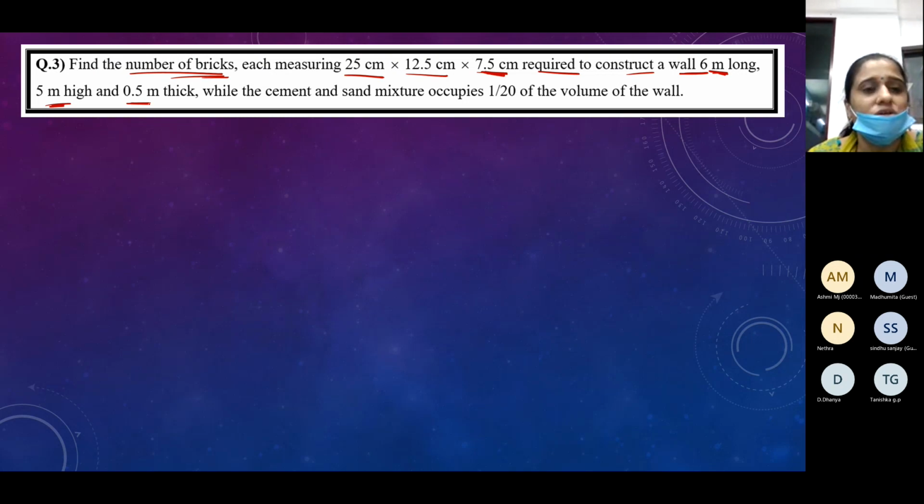Dimensions: L, B, H. The length of this is the length of the wall. This is the height of the wall. This is the thickness of the wall, which can be taken as the breadth. Thickness of the wall is the breadth of the wall. While constructing a wall with the cement and sand mixture, bricks alone are not enough.